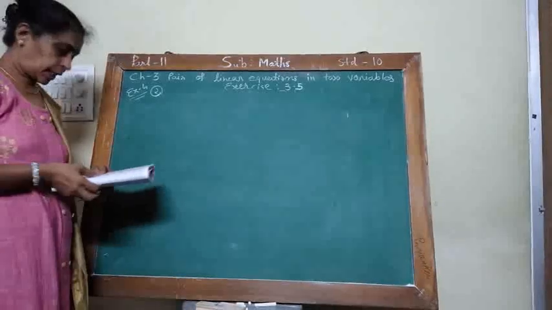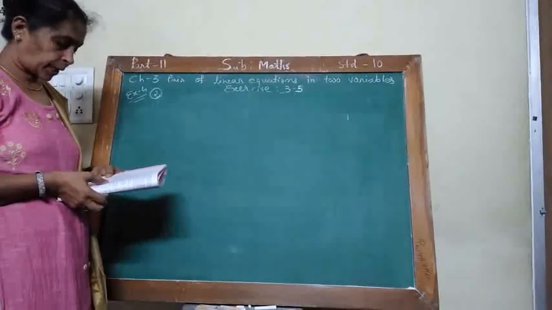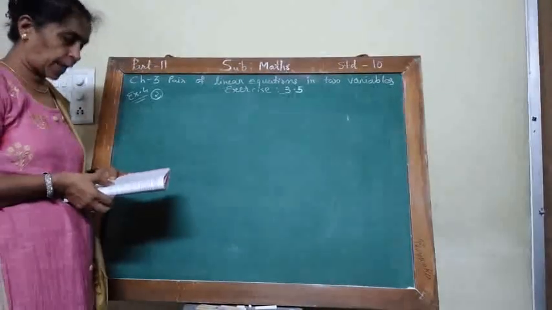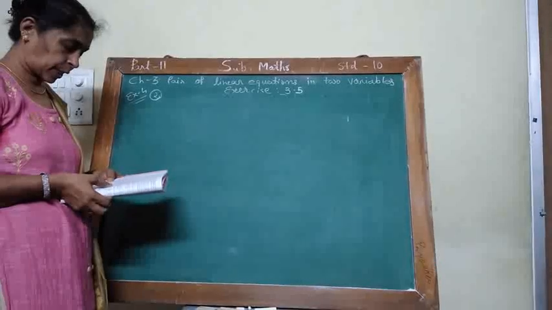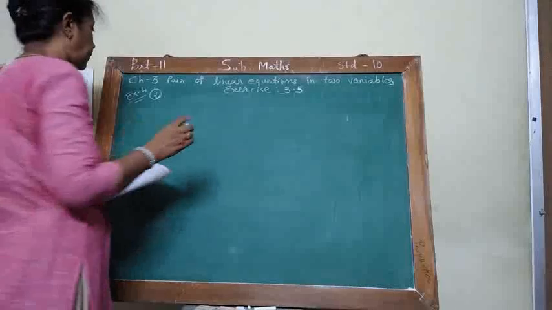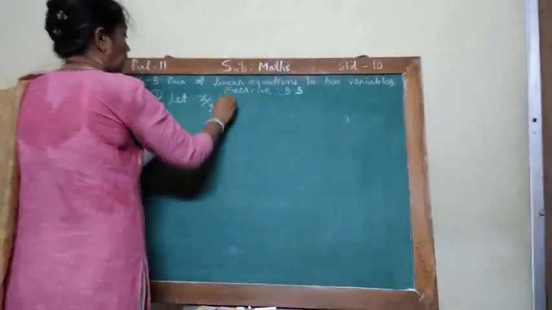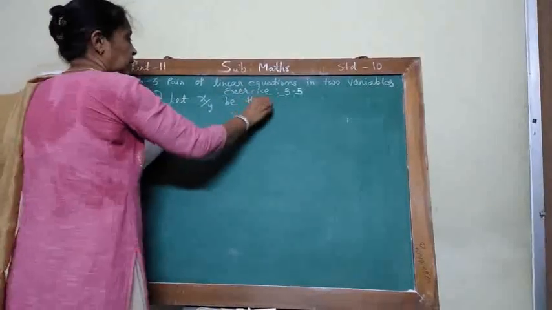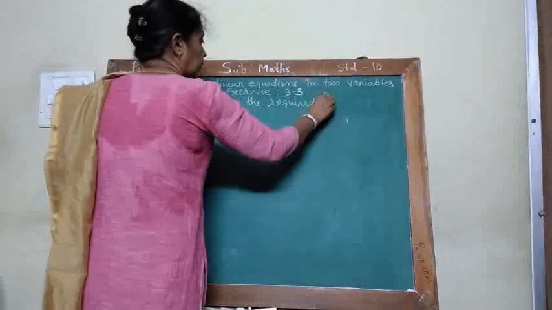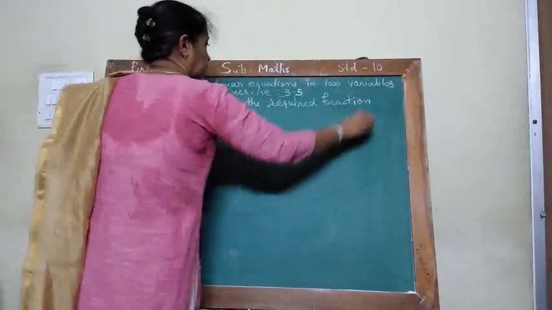Second sum, I read. A fraction becomes 1 upon 3 when 1 is subtracted from the numerator, and it becomes 1 upon 4 when 8 is added to its denominator. Find the fraction. Last statement, find the fraction. So I write, let x upon y be the required fraction.